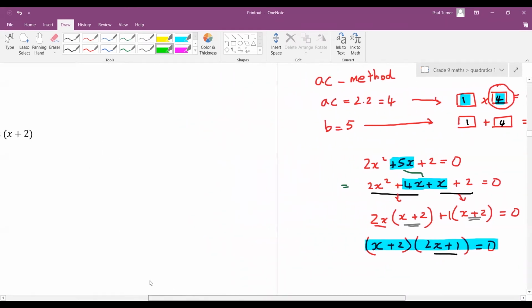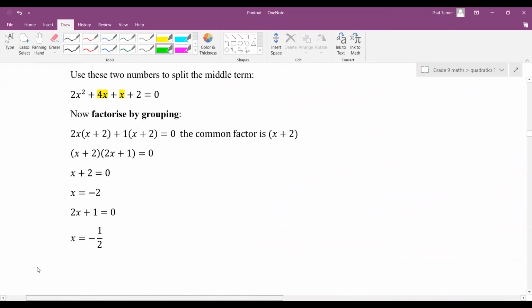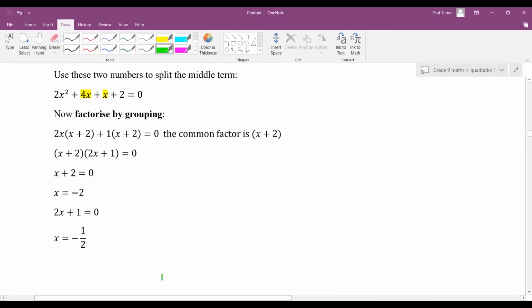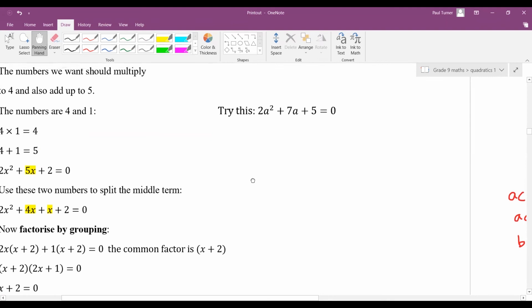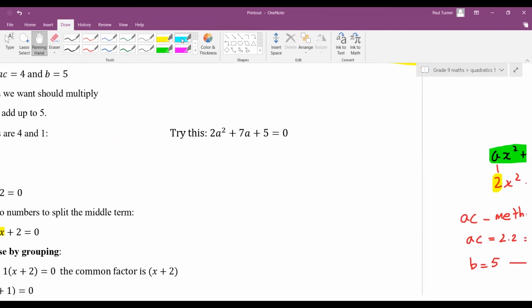We can look at a practice question, which is there's your answer there from that one. So let's look at this question here. Okay, so you can do this by cross method, which I'm not going to show you because I think you should do this grouping method for every question.